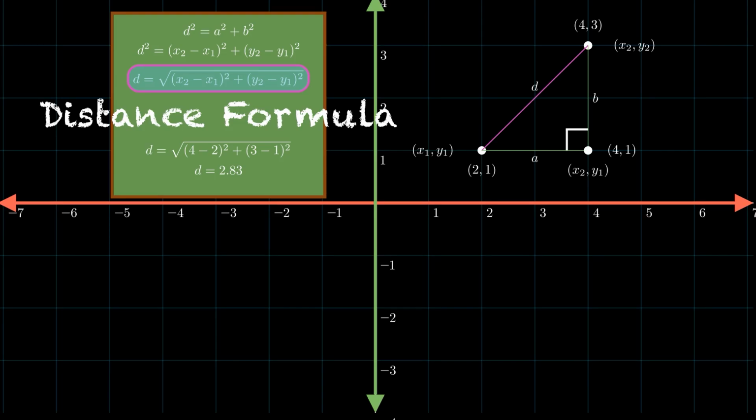Distance formula is a very important concept in mathematics, and it is used in many different fields, such as physics for calculating the distance between 2 points in space, machine learning for finding the distance between 2 data points, and many more. Now, let's move on to another important concept in the Cartesian plane called the midpoint formula.